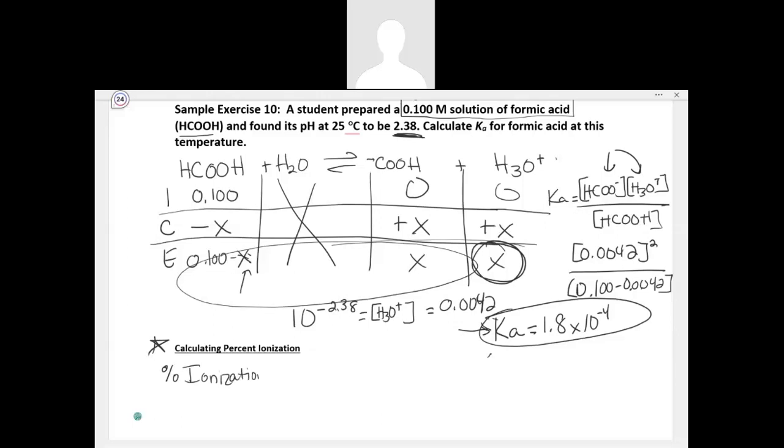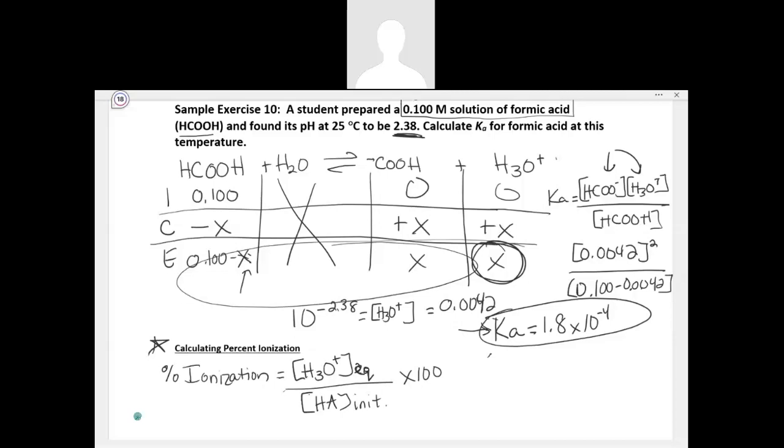This is going to be equal to the concentration of our product, the aqueous hydronium ions at equilibrium, divided by our weak acid concentration initially. So how much do we start with? And then here again, that's the equilibrium value. So we plug in these concentrations, multiply by 100, and then we would get our percent ionization.